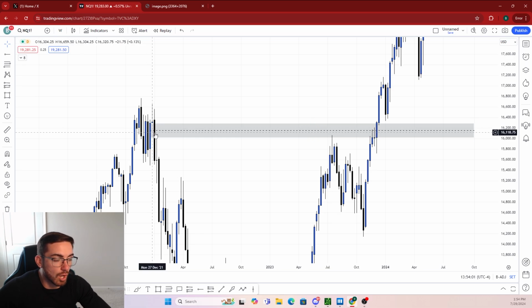Now in this scenario, no, it didn't hit the halfway point, but once we get that reaction, that's when we can look for the entry. Again, the halfway point is just helping us understand the ideal spot to look to either go long or short.